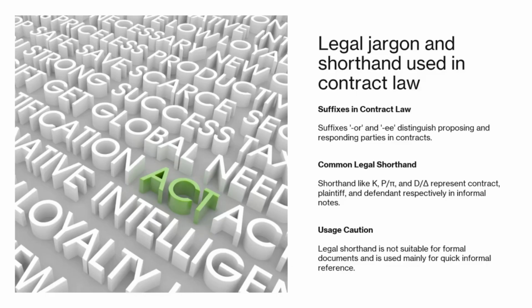Some common legal shorthand that we use in law: we use a K to illustrate a contract. So if you take notes while you're working, you could say the K was a quasi-K, or something, just put that K there. Plaintiff is a capital P and the defendant is a capital D and a little triangle. So those are good shorthand terms to use.